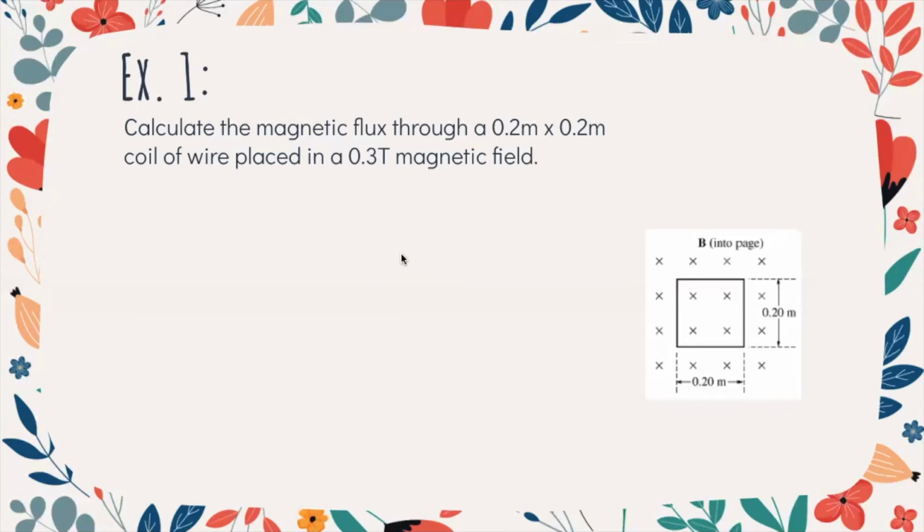So how do we calculate flux? Well, I would take the area of this square times my 0.3 magnetic field. And feel free to just drop the angle entirely.